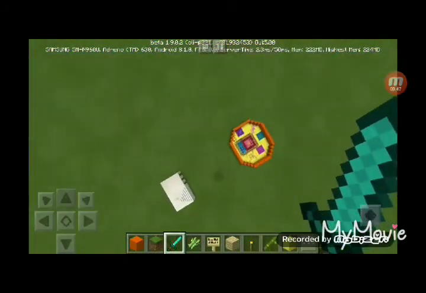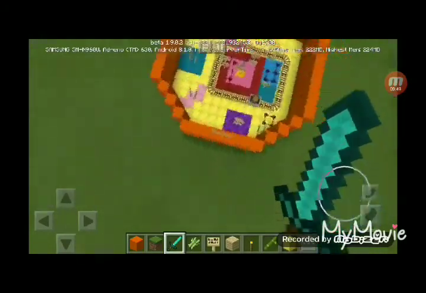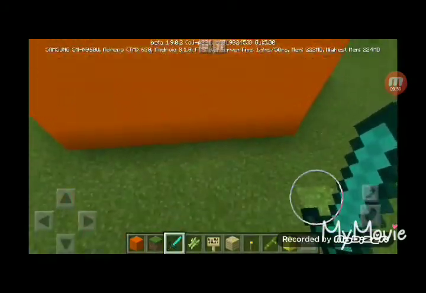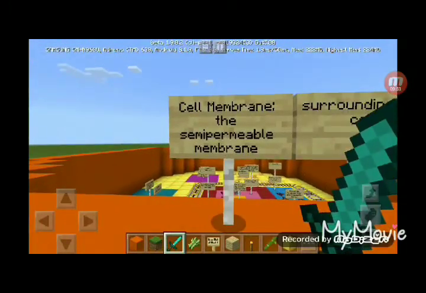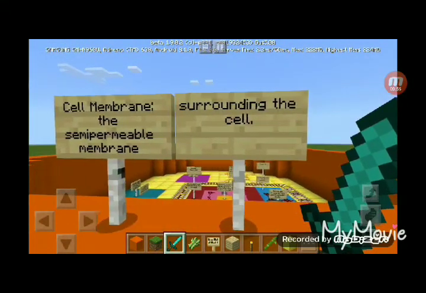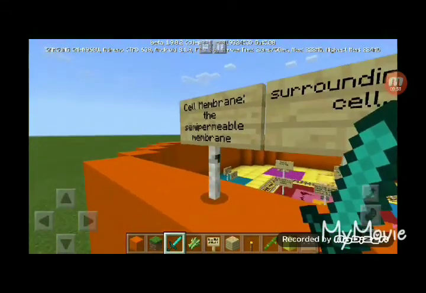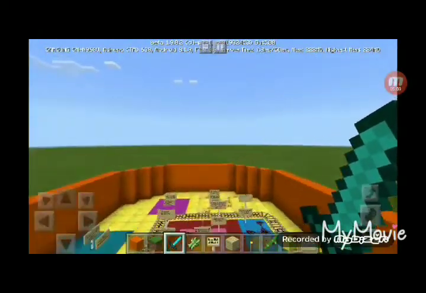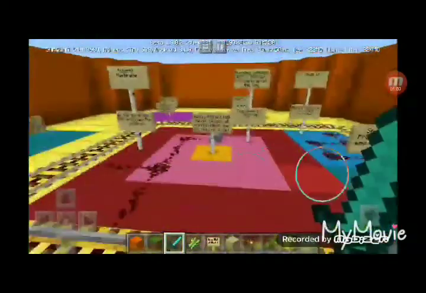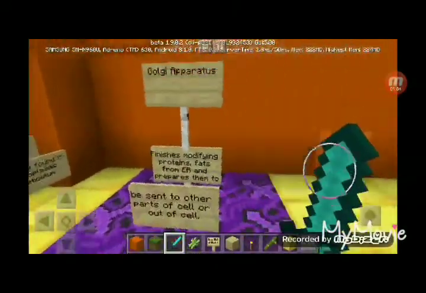And let's go present. And this is my cell. And this is my cell membrane. The cell membrane is the impermeable membrane surrounding the cell. And inside the cell, there are organelles.